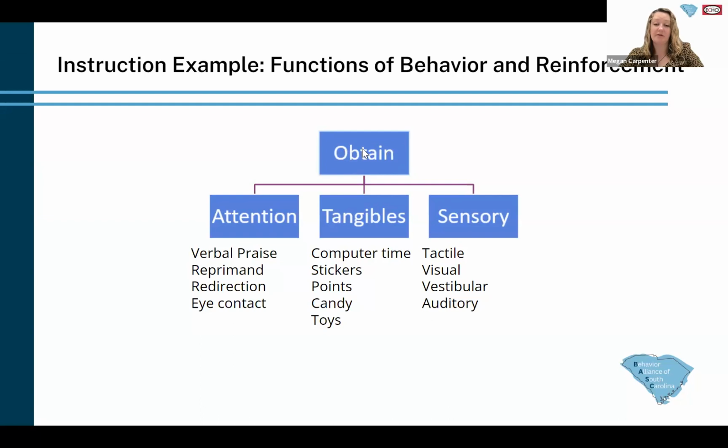If a student is exhibiting contextually inappropriate behavior to obtain attention, we could respond with verbal praise or eye contact for the replacement behavior or the on-task behaviors. If they're engaging in that behavior to obtain tangibles, we can teach them a replacement behavior to ask for any of these tangibles. And if they're engaging in contextually inappropriate behavior to obtain sensory input, we can give them an appropriate way to access that input. The key is they're still getting what they want, but we're now giving it to them for the appropriate behavior instead of the contextually inappropriate behavior.